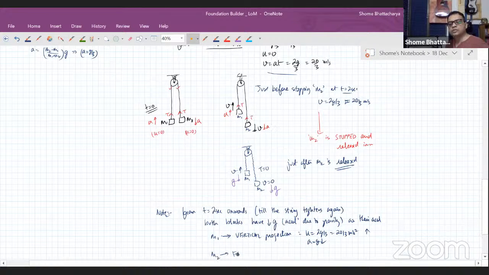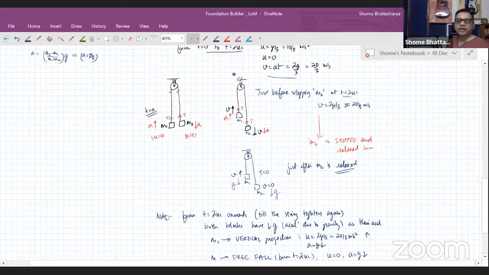M2 is in free fall from t equal to 2 seconds onwards. It started from rest and it has an acceleration of g downwards. So use this fact now to try and find out how much time it will take before the string becomes tight again. I'll explain it in a moment, but just try to use this fact.